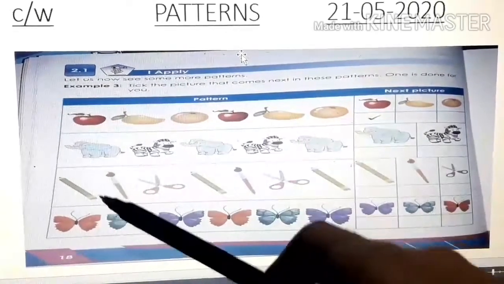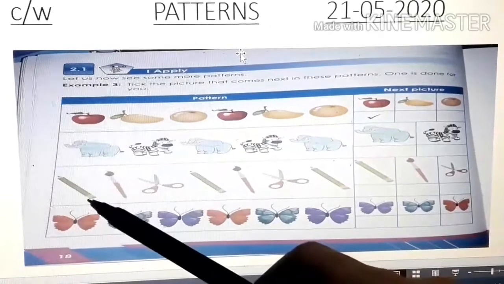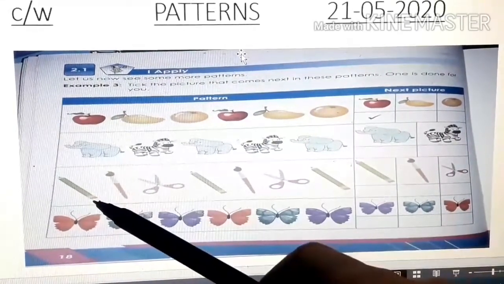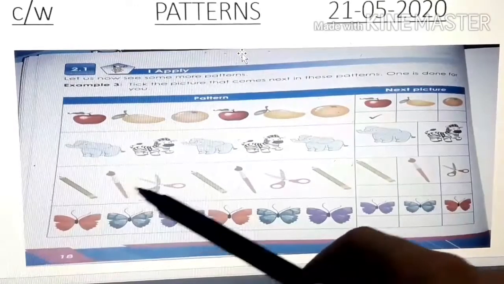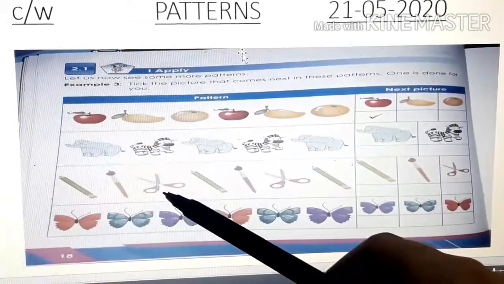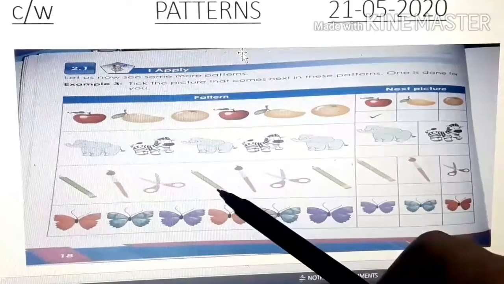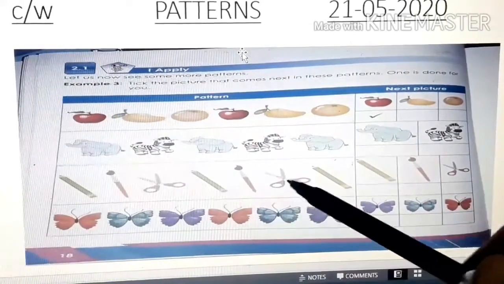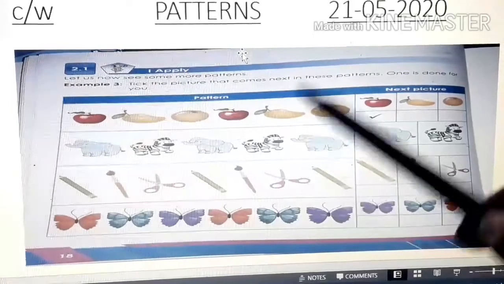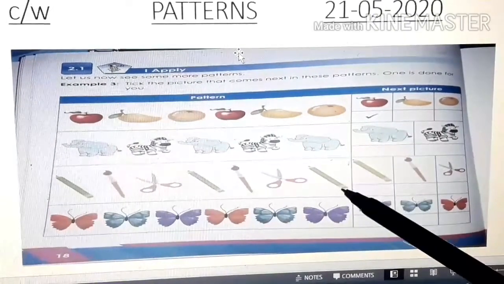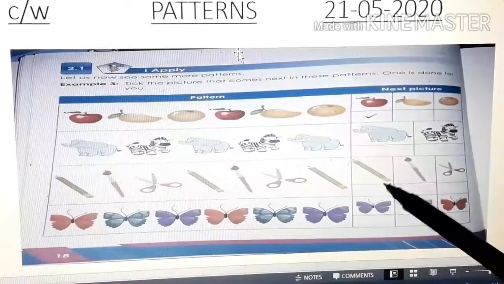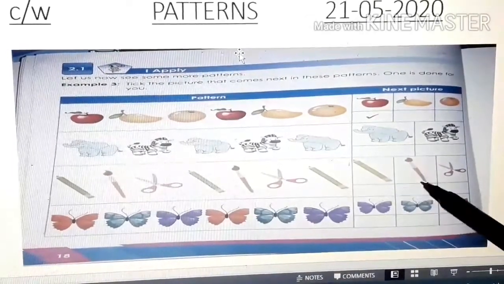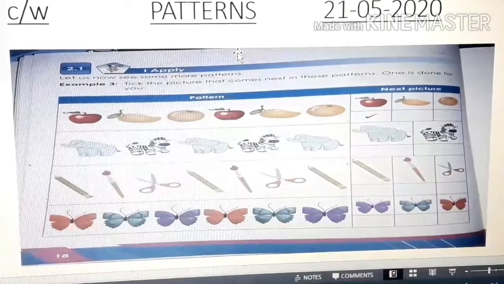Done. Next, you can see three basic shapes repeating here. First is pencil, second is brush, and third is scissor, right? So again, first pencil, then second is brush, third is scissor. Again, first is pencil, second is what, children? What will be second among this? Brush. So you mark a tick below brush.